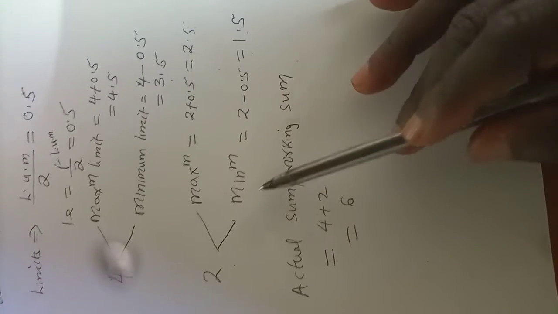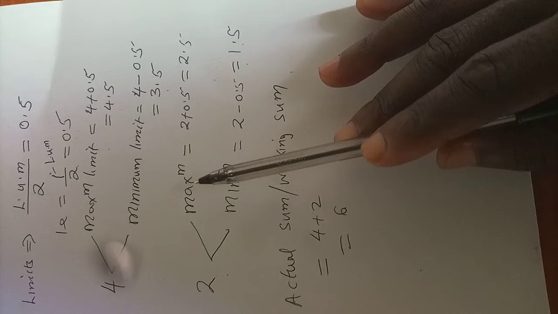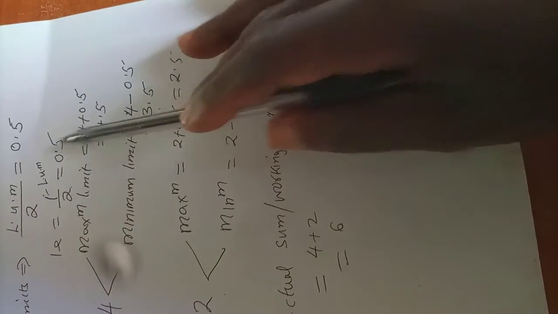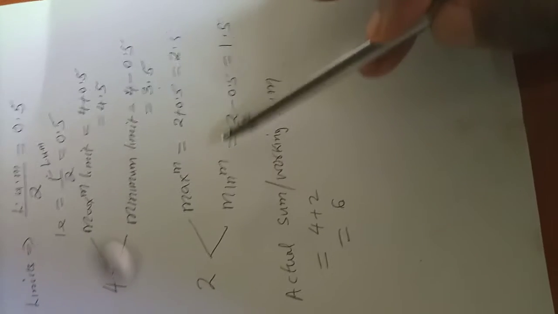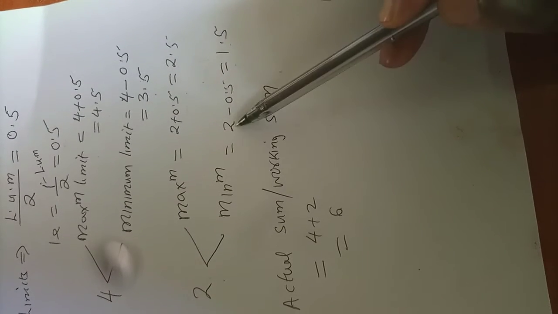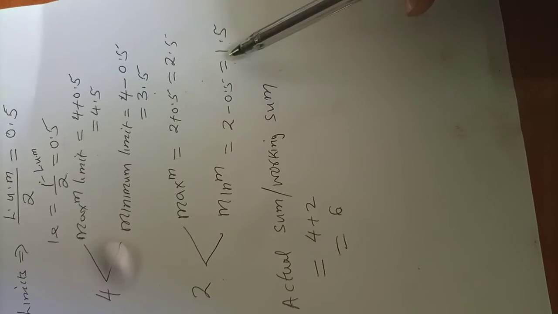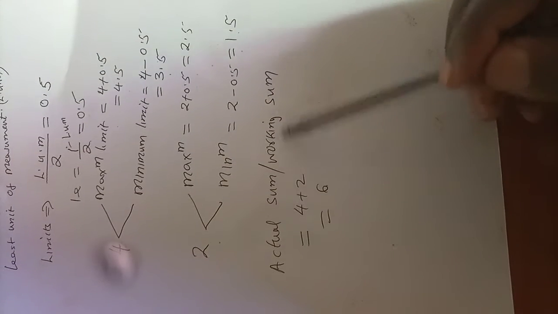The same applies to 2. The least unit of measurement was 1, which we divided by 2, and we get 0.5. To get the maximum value for 2, it is 2 plus 0.5, which is 2.5. The minimum is 2 minus 0.5, which is 1.5.